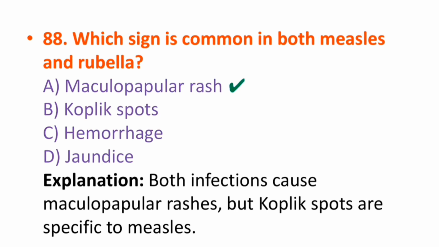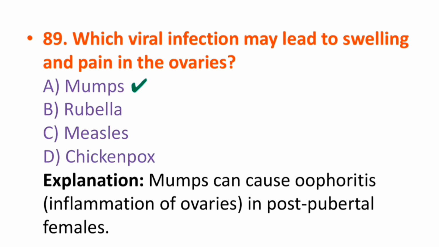Which sign is common in both measles and rubella? Option A, maculopapular rash; option B, Koplik spots; option C, hemorrhage; option D, jaundice. The correct answer is option A. Both infections cause maculopapular rashes, but Koplik spots are specific to measles.